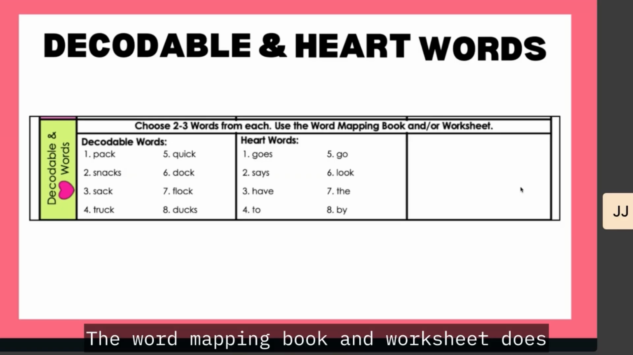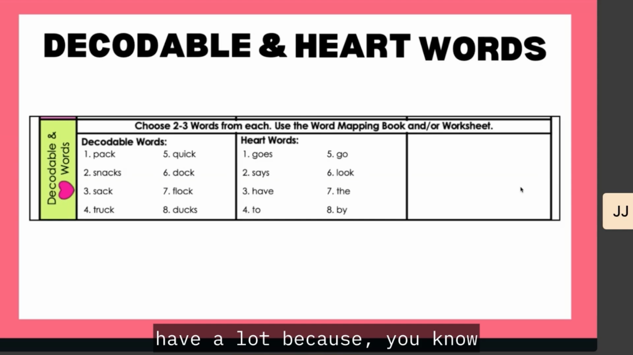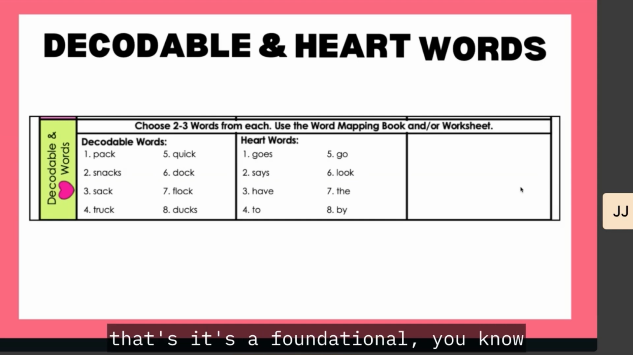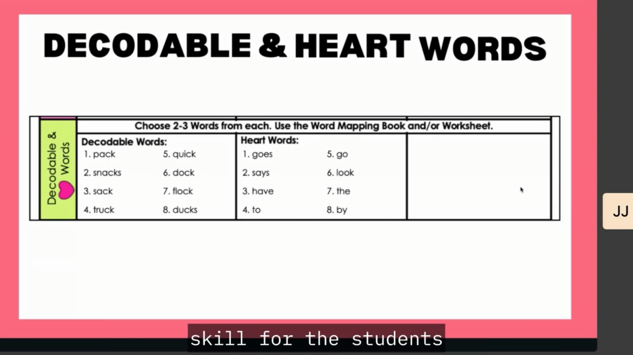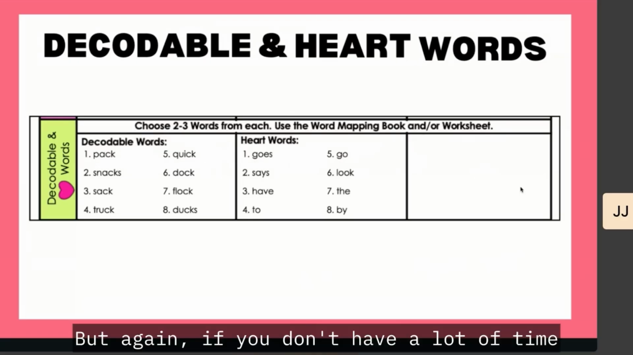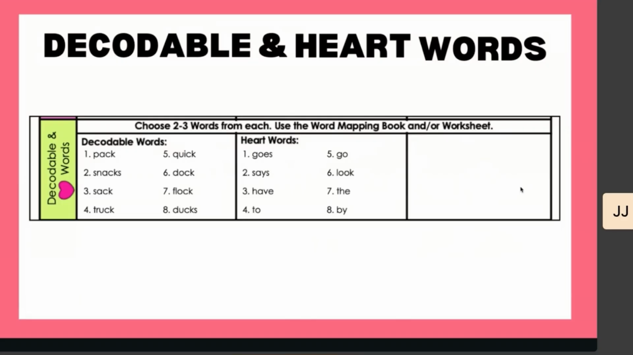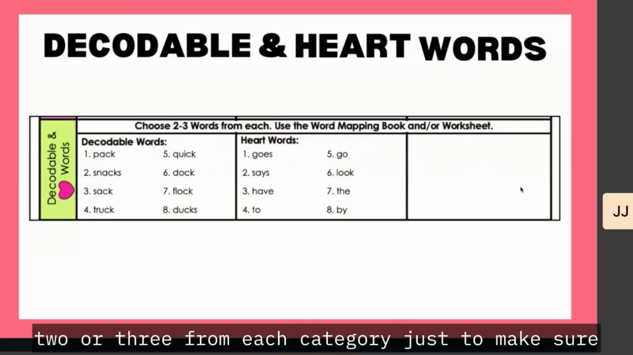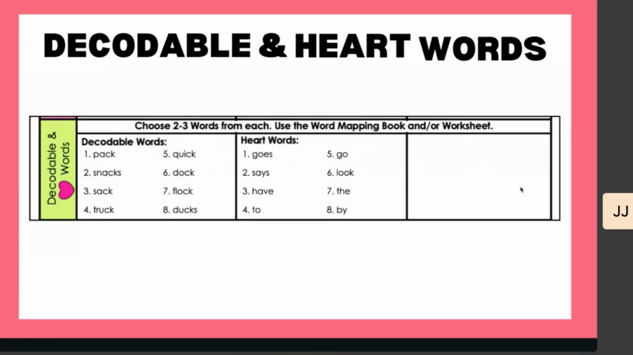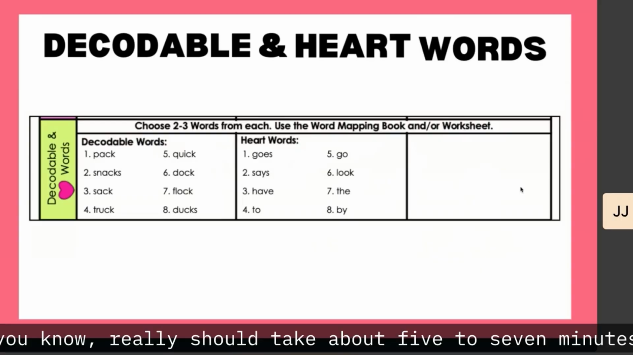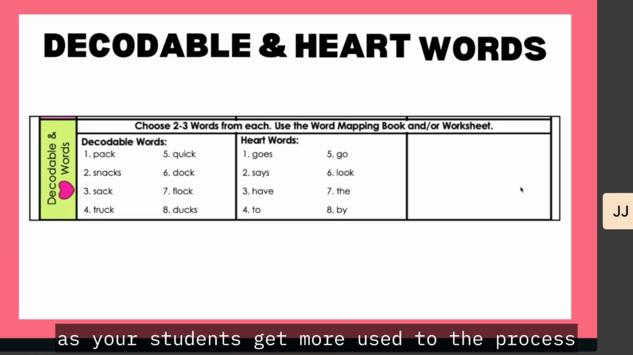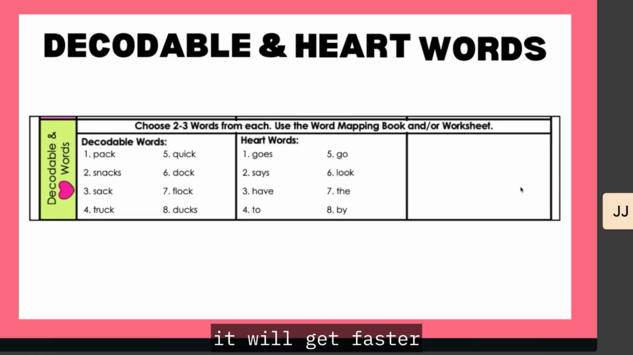The word mapping book and worksheet does, especially in the kindergarten lessons, have a lot because it's a foundational skill for the students. There's a lot of words. But again, if you don't have a lot of time, just pick 2 or 3 from each category just to make sure that your students are still engaging in that. This part of the lesson really should take about 5 to 7 minutes. As your students get more used to the process and the routine of doing it, it will get faster.